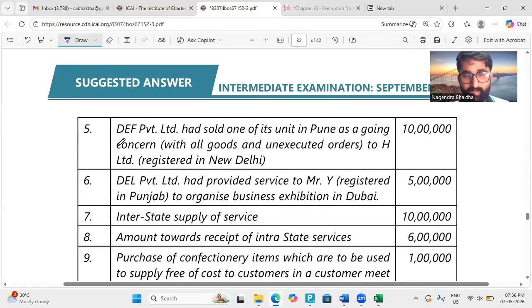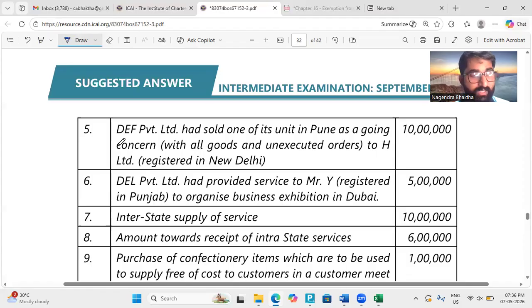Okay, now we are doing OTL. DEF Private Limited had sold one of its units in Pune as a going concern. If you supply something, if you give the business as a going concern, is it supply? No. Why? As per section number 7, subsection 1A. Remember section number 7, 1A, schedule number 2.